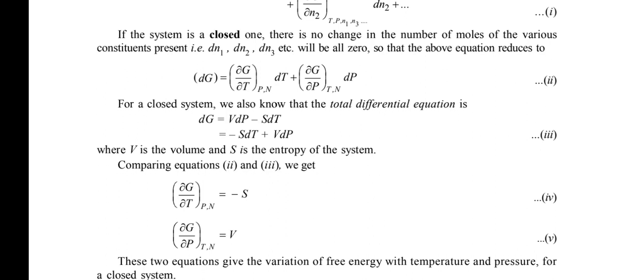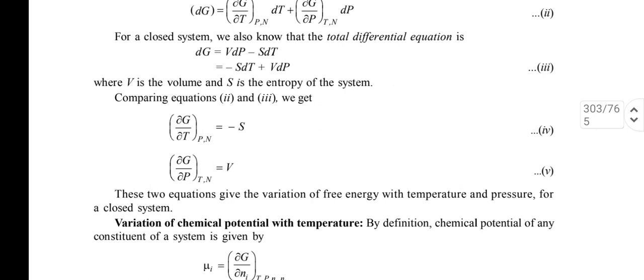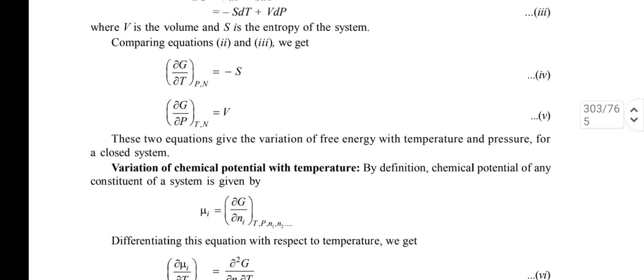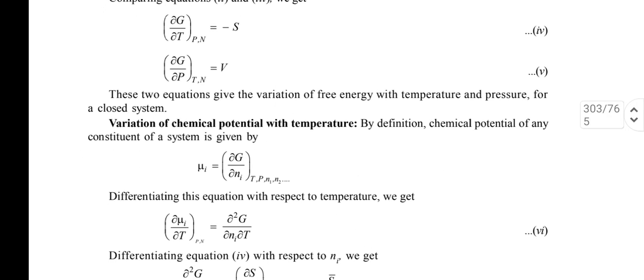Comparing the second and third equations, we get (∂G/∂T) at constant pressure and number of moles equals minus S, and (∂G/∂P) at constant temperature and number of moles equals V. These two equations give the variation of free energy with temperature and pressure for a closed system.